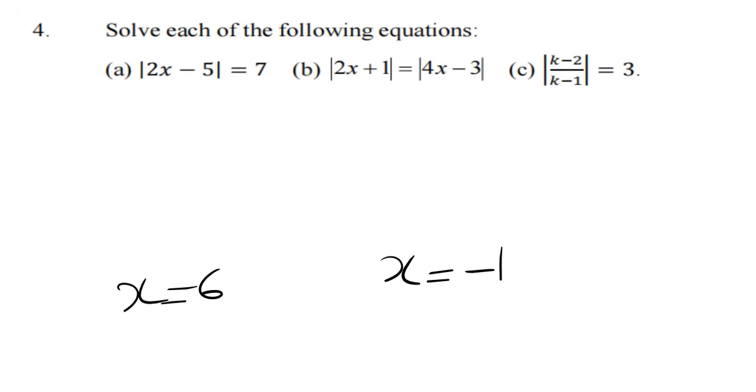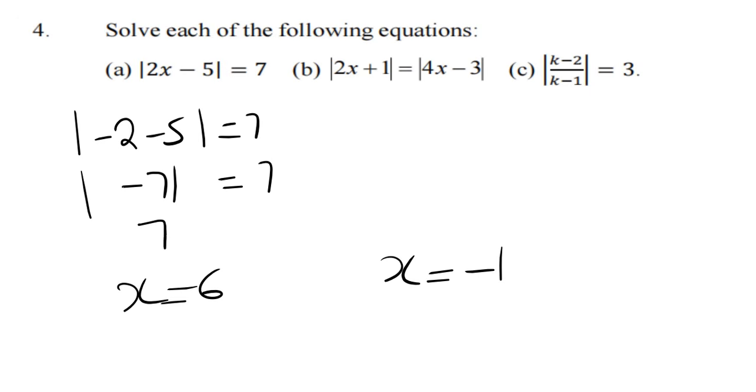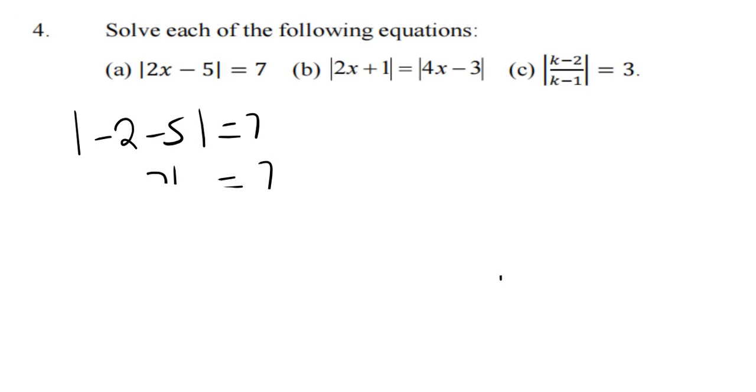We come to -1. You also try the modulus of 2 times -1 minus 5 is equal to 7. This will give us -7. The modulus of -7 is 7. So -1 is also valid. So basically those are the solutions for A. For all questions on modulus and radicals, you are supposed to test your solutions to see if they are valid. Then we come to B.